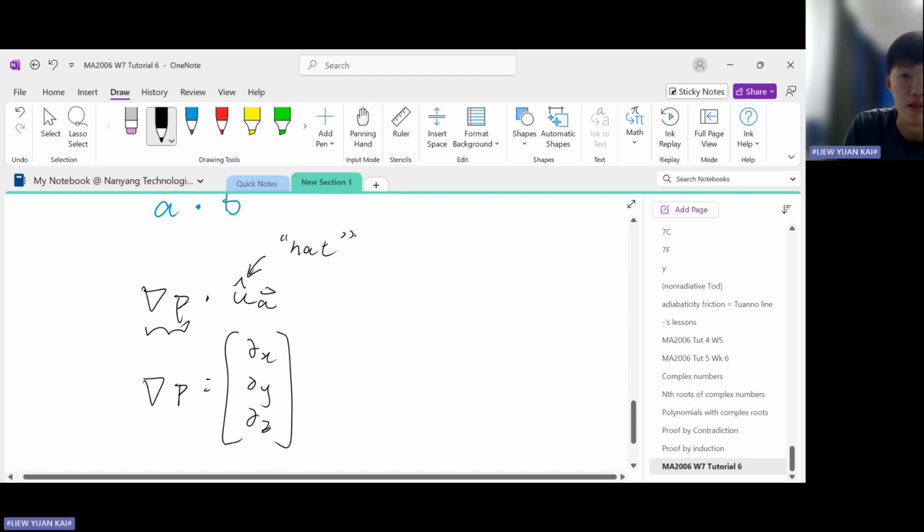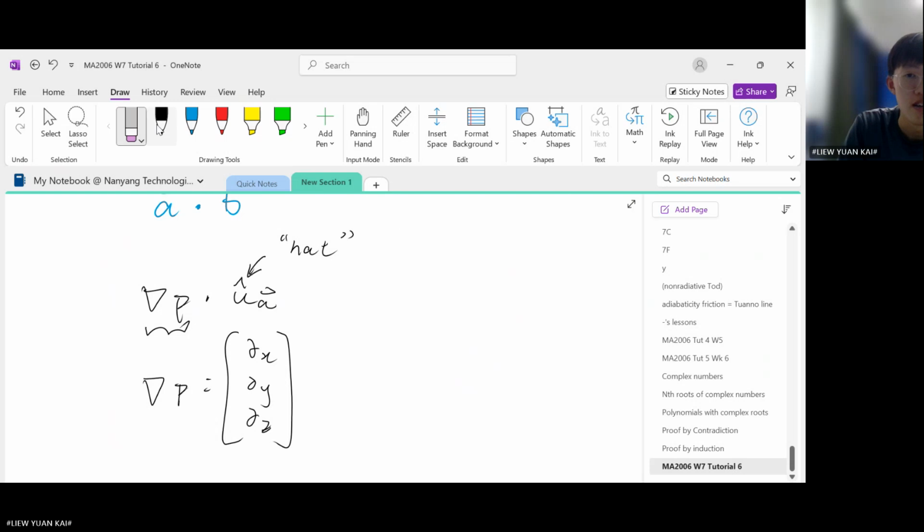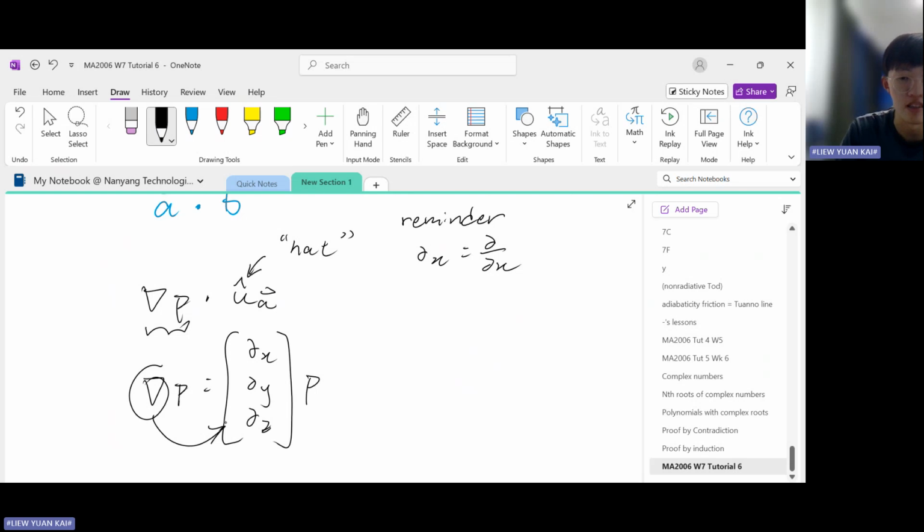Just a reminder that I'm abbreviating the partial derivatives like this. Whenever you see this, it means I'm taking partial derivatives. And then we need to just put the P at this side. So I just replace nabla with this definition.